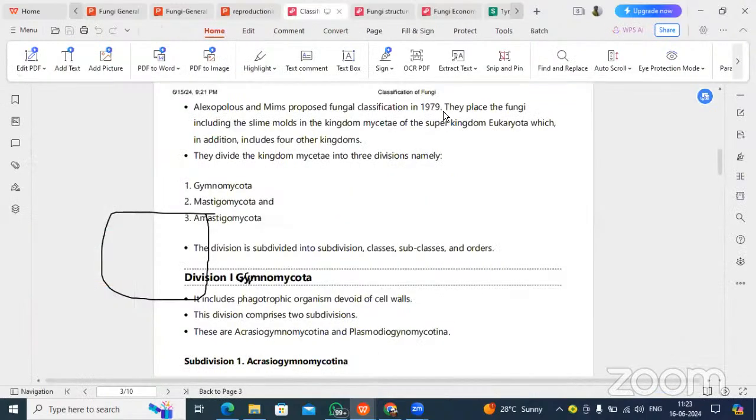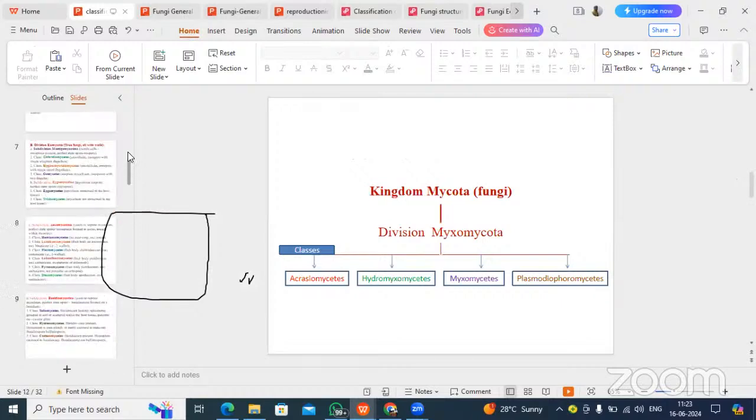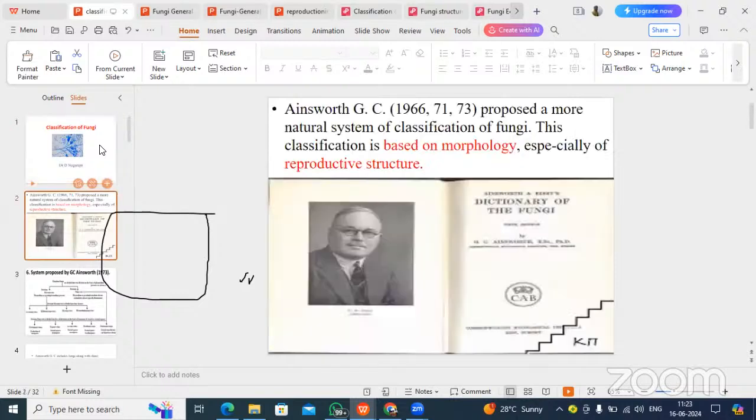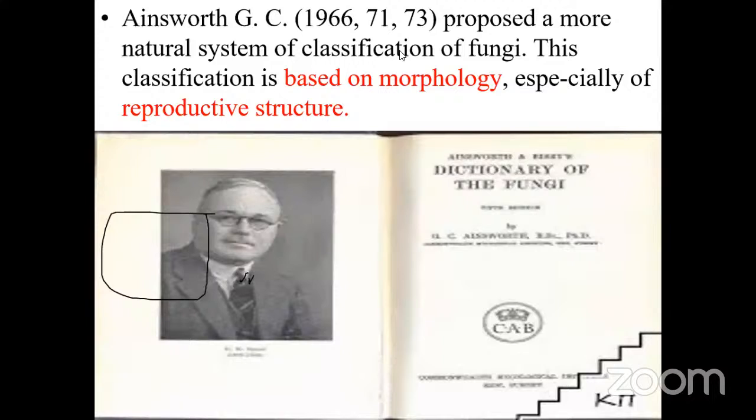Here we can see the classification of fungi. We are following the Ainsworth classification of the fungi. Now, many modern phylogenetic classifications also exist, based on phylogeny, DNA sequencing or RNA and protein sequencing, but we are following the Ainsworth classification. It is a natural system of classification.